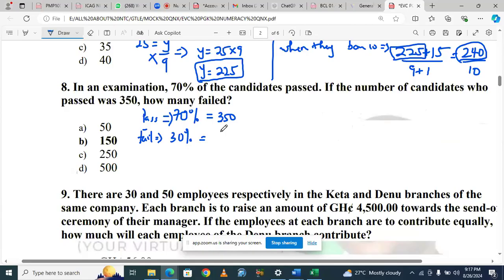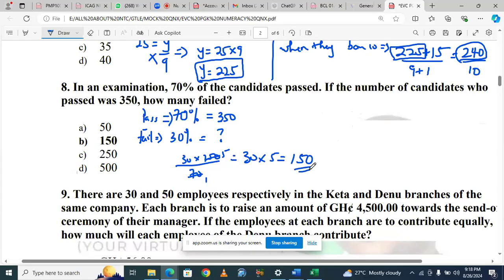Less. If less, then divide. 30 is less than 70, so we divide. So we have 30 over 70 times 350. You can choose to do the division: 70 goes into 70 once, and into 350 five times. So I have 30 times 5, which is... Is that okay?